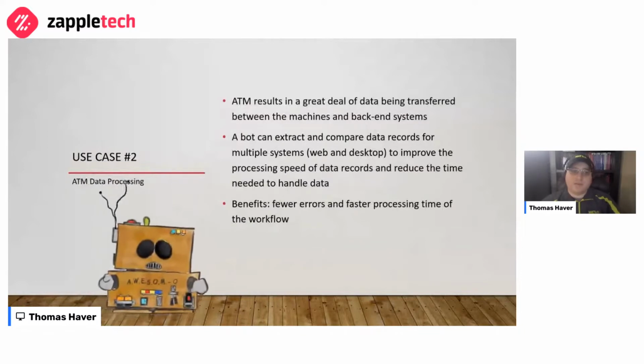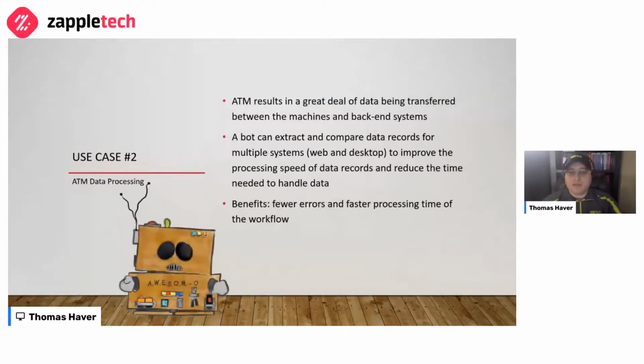Another specific use case is with ATM data processing. So any time that you go through and you're looking at your batch process for one day over the next, we know that when we're processing the ATM data, it takes a great deal of time because there's a lot of information that's being transferred between those machines and back-end systems. So if we want to look at something, whether it's processing speed of those data records or reduce the time needed to handle that data or potentially look for fraud, we can have bots that help out with those activities that sit on top of those existing processes and help move things along. They can result in fewer errors and faster processing time of those workflows.